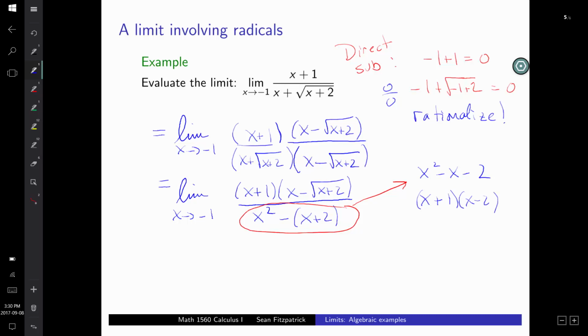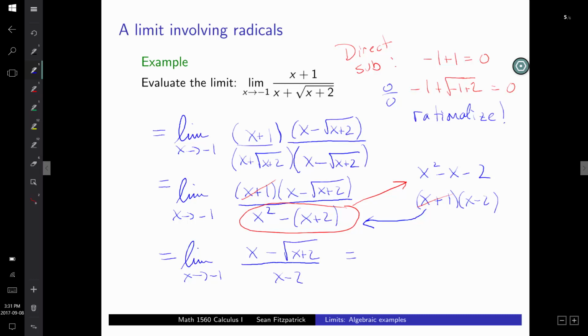Well, that's good news, because now I can put it in there, and notice that I can cancel that x plus 1 factor on the top and the bottom. I'm running out of room, or I would write that step. Sorry, guys, there's only so much room on a tablet screen. So what have I got? x minus the square root of x plus 2 on top, once I cancel that x plus 1 factor, and on the bottom I've got x minus 2.